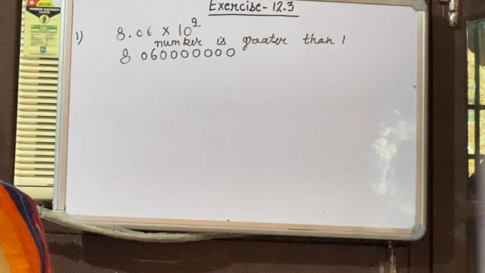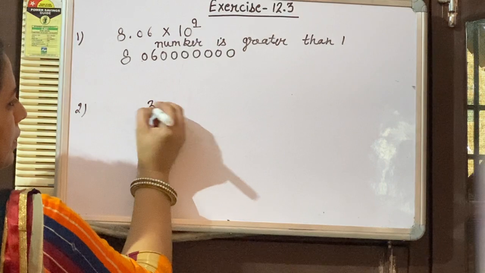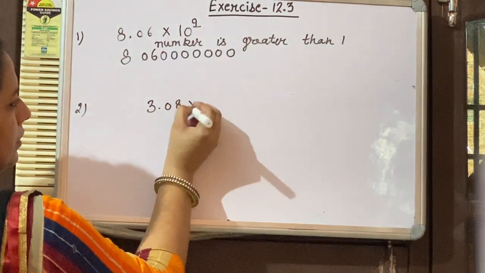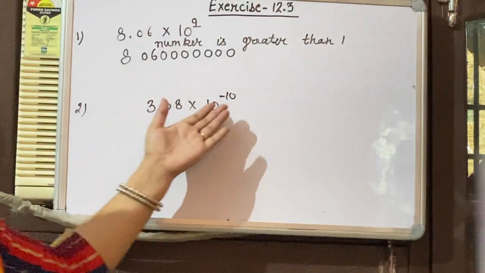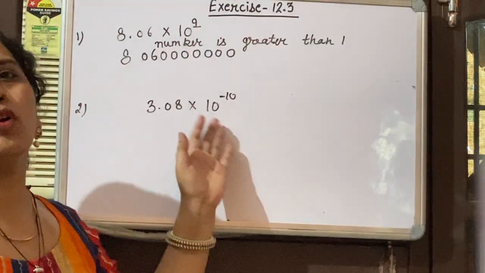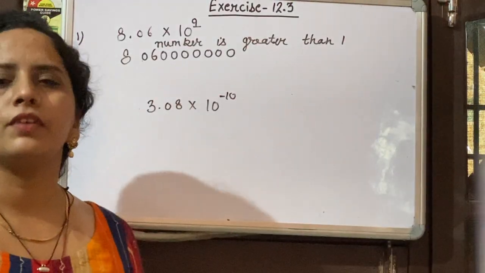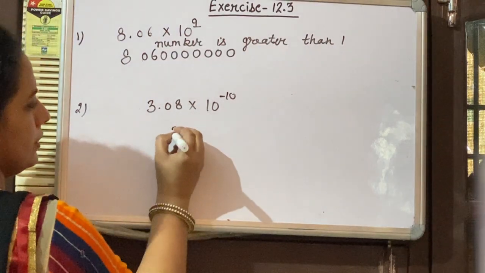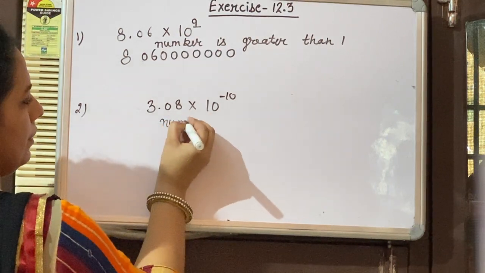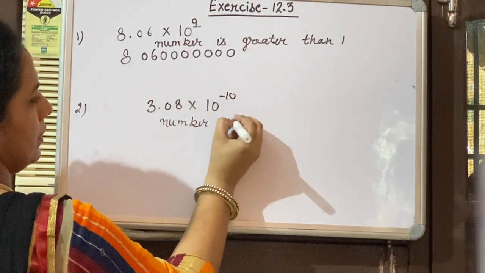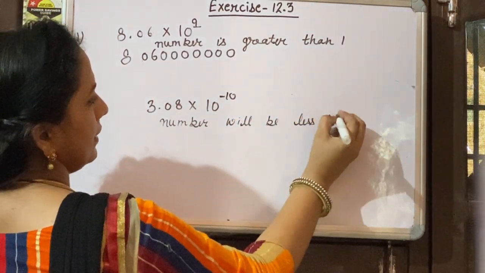Exponent power of 10 is in the positive form. Next is, as the exponent power of 10 is in the negative form, we can say that this number is less than 1. So here we will write 3. First of all, write here the number will be less than 1.